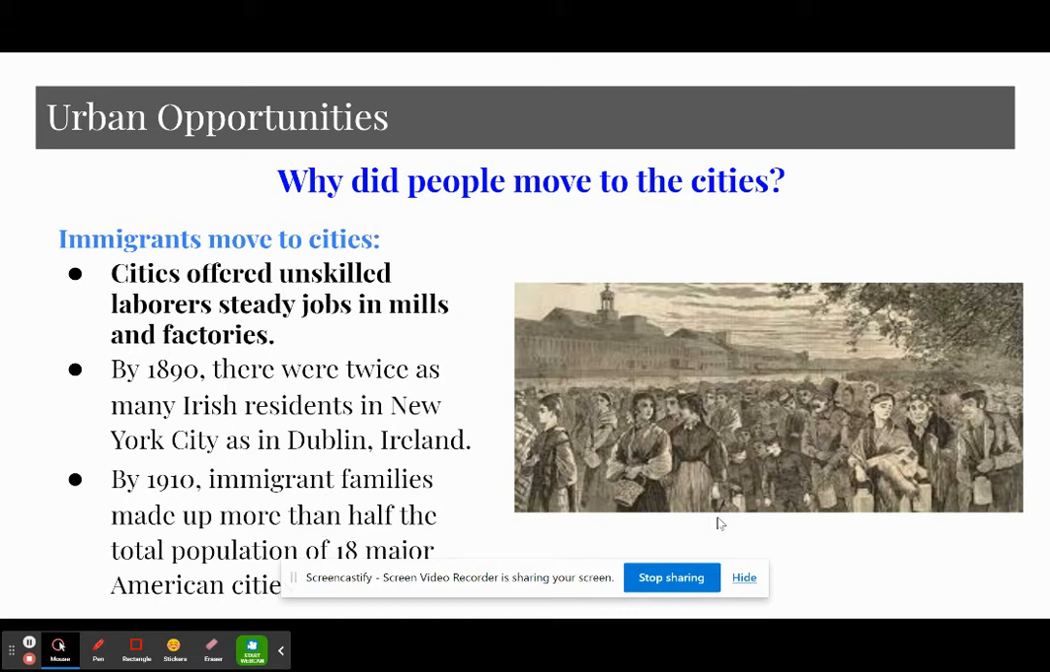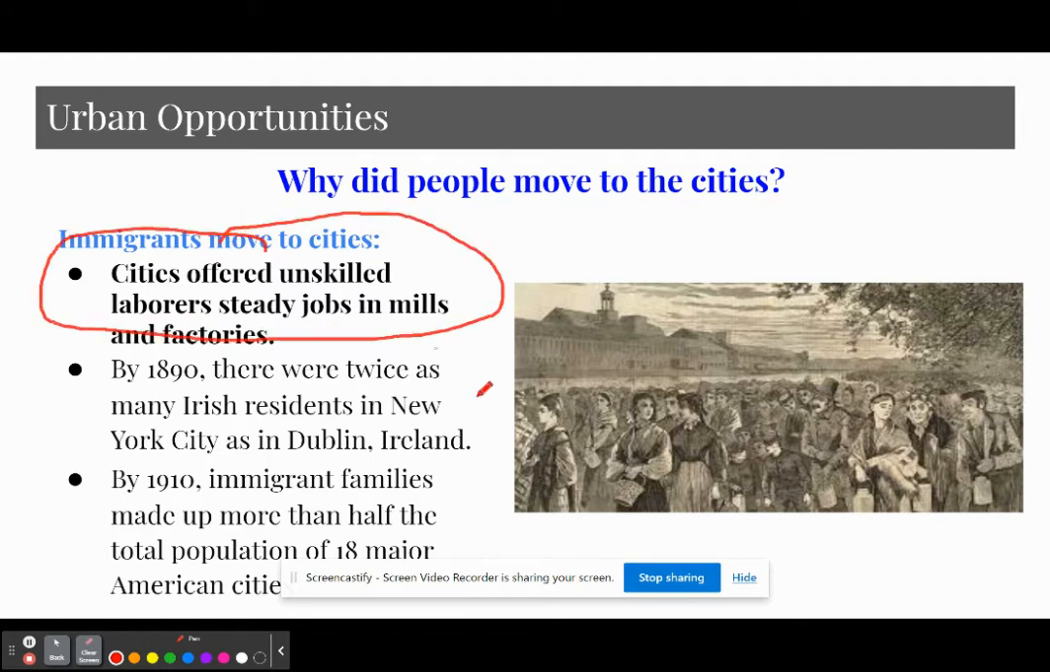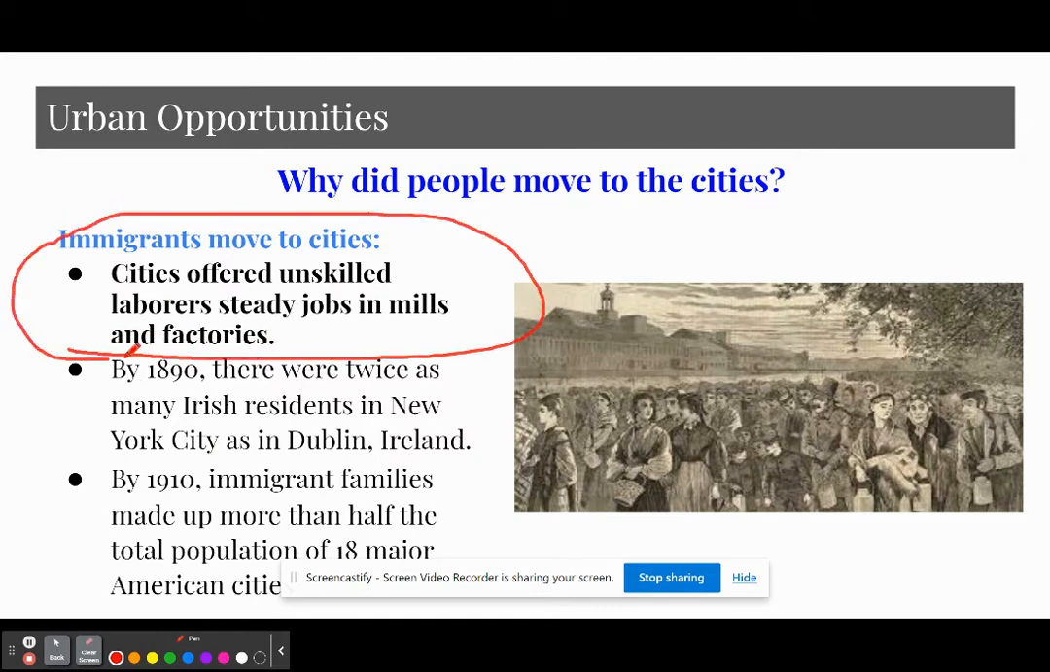Now we're going to take a look at what groups moved to cities. We already know from Module 1 that immigrants moved to cities. Why do they move to cities? Because cities offered unskilled labor, steady jobs in mills and factories. So they came for the work. But by 1890, there were twice as many Irish residents in New York City as there were in Dublin, Ireland. And by 1910, immigrant families made up more than half the total population of 18 major cities in the United States. So that's a pretty big immigrant population.